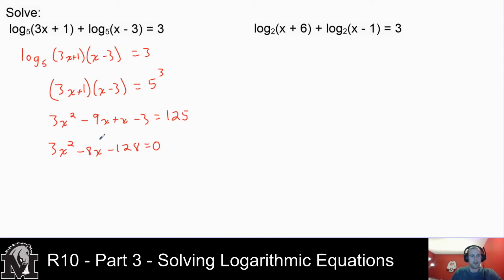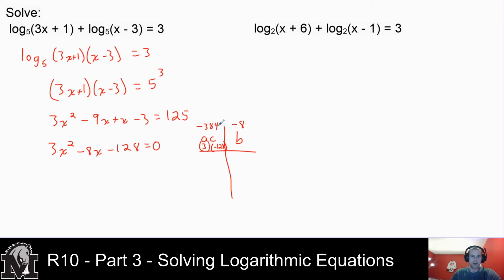At this point, I can either factor this to solve it, or I could use the quadratic formula. Either method is perfectly fine. I'm going to use factoring, where we have a times c sums to b. Our value for a is 3. Our value for c is negative 128. So 3 times negative 128 is negative 384. And our value for b is negative 8.